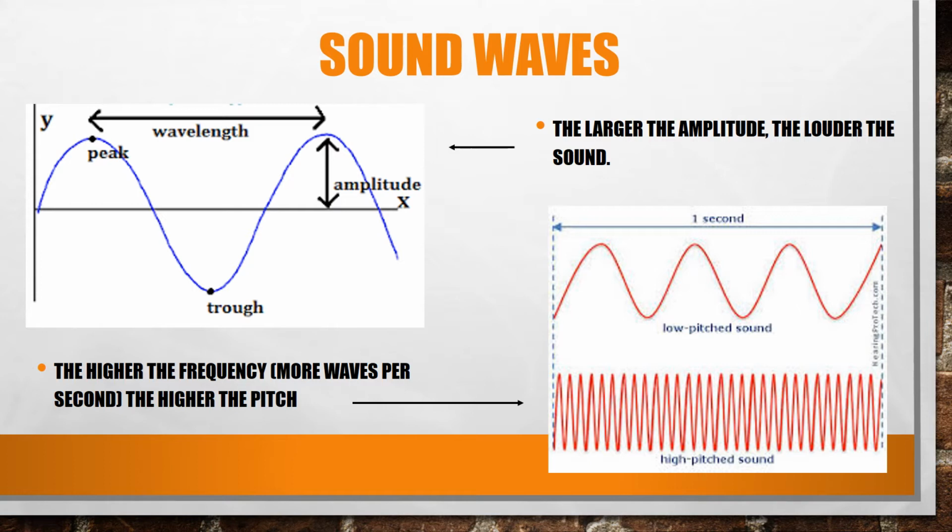The frequency is the number of waves per second. The higher the frequency, the closer the waves are together, and the higher the pitch. The wavelength is the distance between the crests, or peaks, of two waves next to one another. We can see these properties through the use of an oscilloscope, which gives us graphs similar to the ones in this slide.